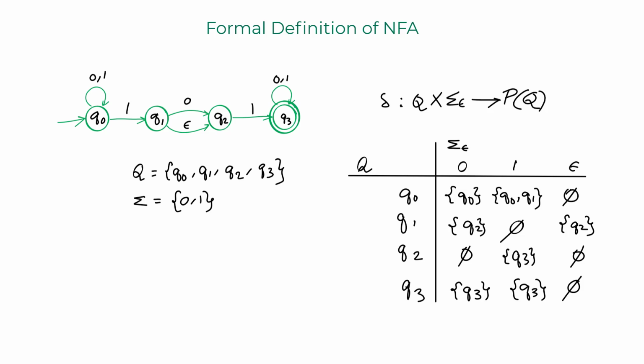Alright, and then we have the start state, which is Q0, and the final and accepting states, the set F, contains only one element, which is Q3. There you go. Here is the formal five-tuple definition of the given NFA.